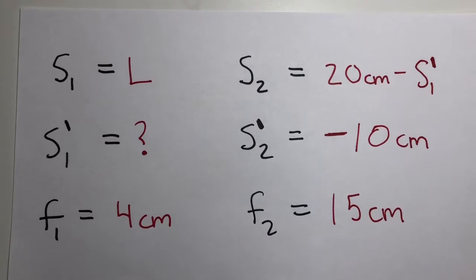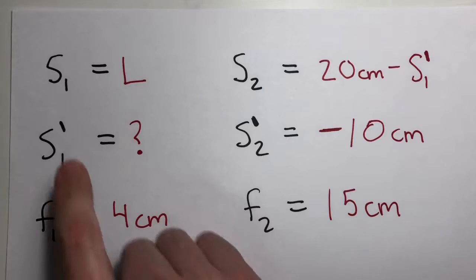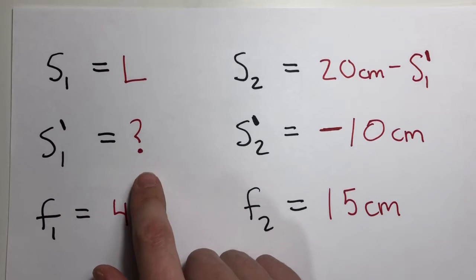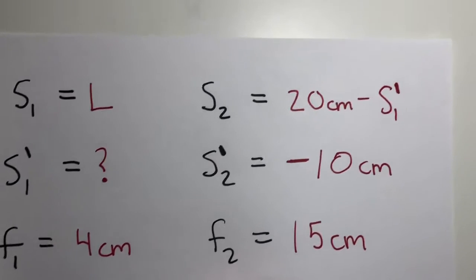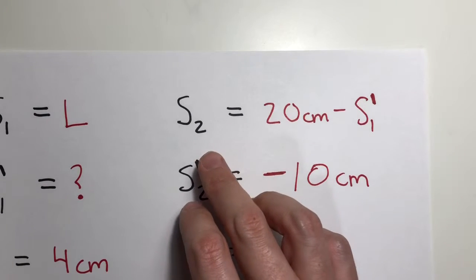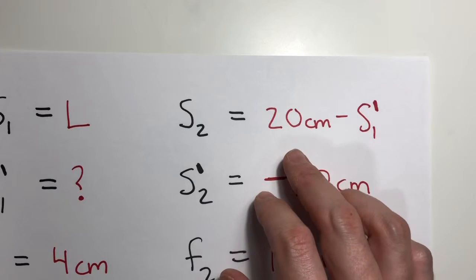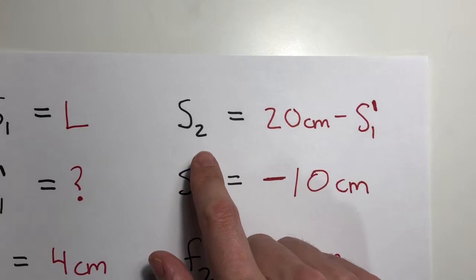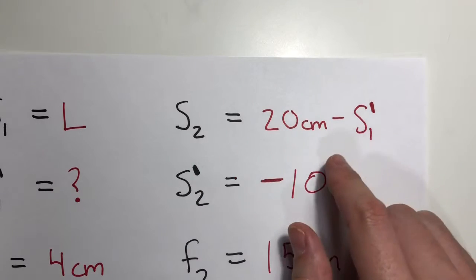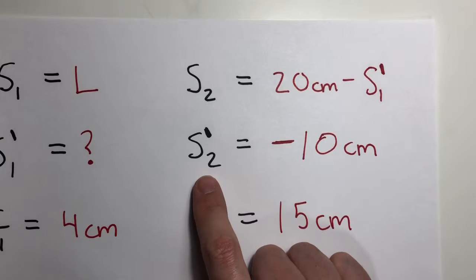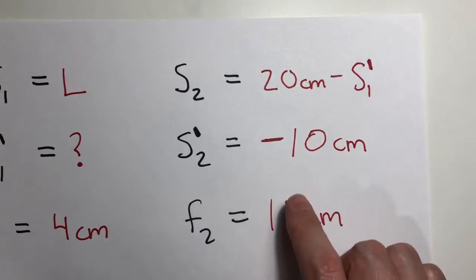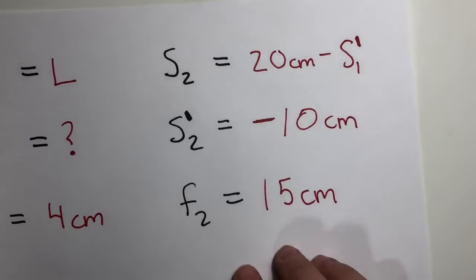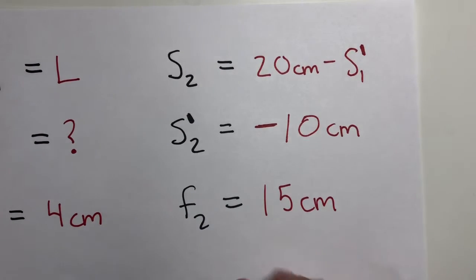So if we make a table of the different values we know, S1 is L, that's what we're going to solve for. We don't know what the S prime of lens 1 is. The focal length of lens 1 is 4 centimeters. S2, we don't really know what that is either, but we know that it's going to be 20 centimeters minus the S prime of 1, because the object for lens 2 is the image created by lens 1. And S prime 2 is going to be negative 10 centimeters. We know it's negative because it's a virtual image. It's to the left of lens 2. And the focal length of lens 2 is 15 centimeters.